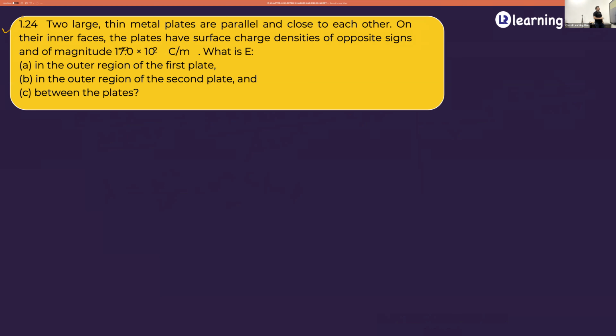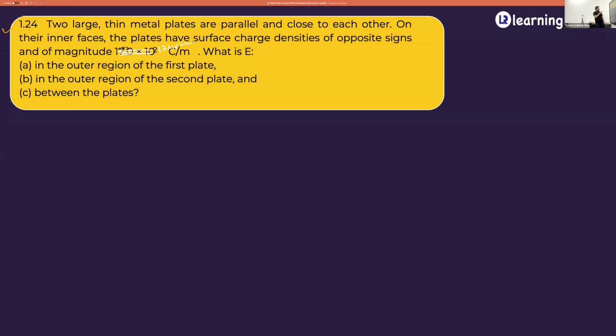So 24th one. There are two large and thin metal plates which are parallel and close to each other. On their inner faces, the plates have surface charge densities of opposite signs and magnitude of, how much is it? It is 17 into 10 power minus 22.